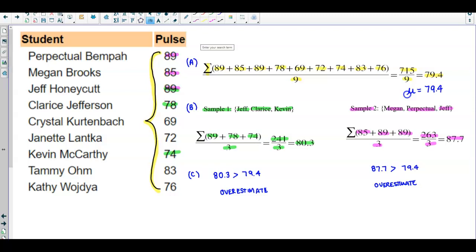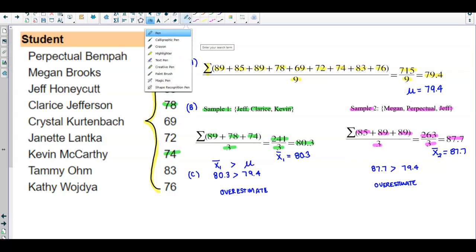Over here we have sample mean 1, which is going to equal 80.3. Now the sample mean is x bar, and then this is going to be the sample mean 2, which is x bar, which is 87.7. So in this first example, we're going to take the sample mean of 1, and we can see that it's going to be greater than the population mean. So again, the population mean is 79.4, and the sample mean is 80.3 for sample 1, and therefore since it is greater, we overestimate.